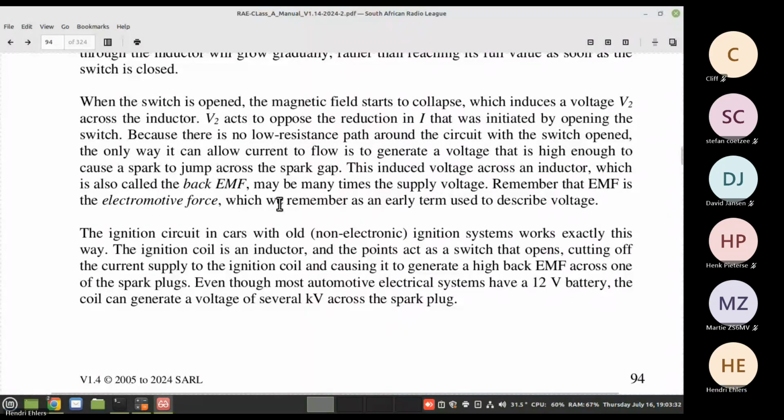We had that term earlier to describe voltage, and that is where the E comes from, that they sometimes throw in to confuse everybody. Now, a car coil works on that principle. They've got an explanation over here, and you put 12 volts in, and you can get several kilovolts across the spark plug.